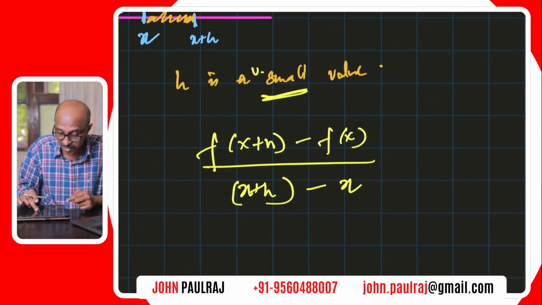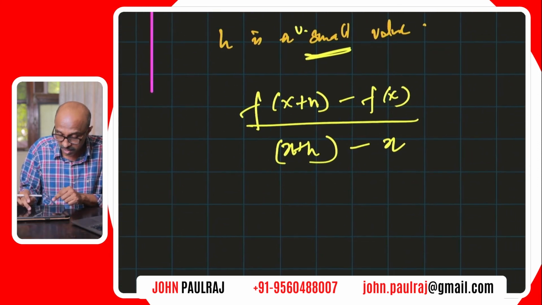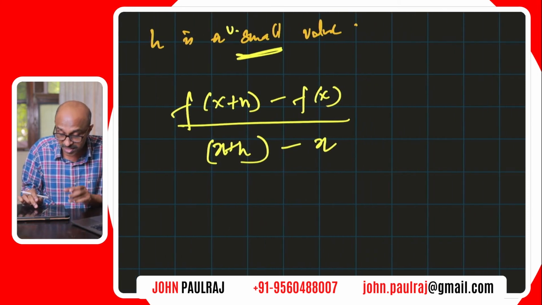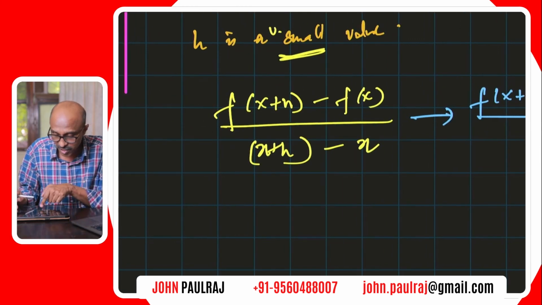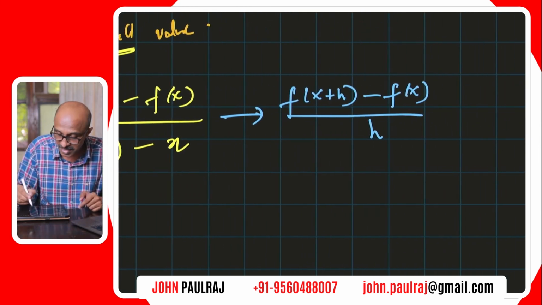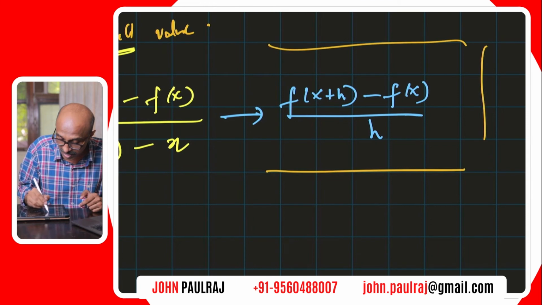Now, this is nothing but the formula for the slope, okay? y2 minus y1, okay? That's the difference in y coordinates on the numerator. On the denominator, you have the difference in the x coordinates. It's just the formula for the slope. This becomes f of x plus h minus f of x, the whole thing divided by h, because x plus h minus x just simplifies to h. This is the slope of the secant line.